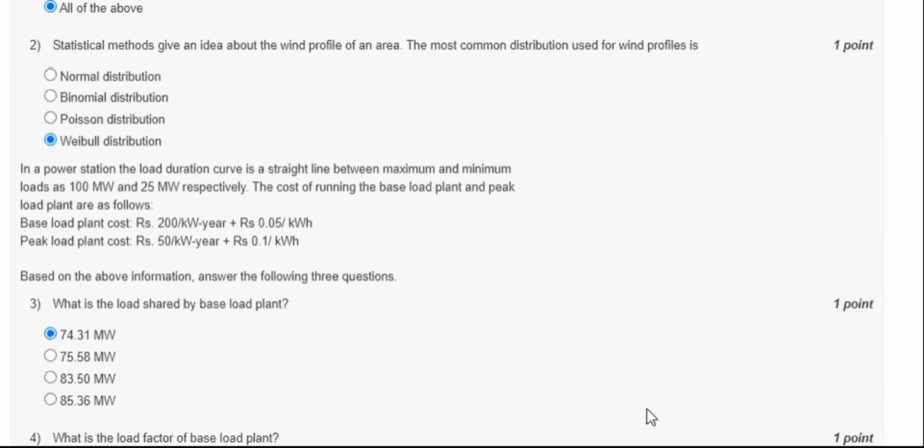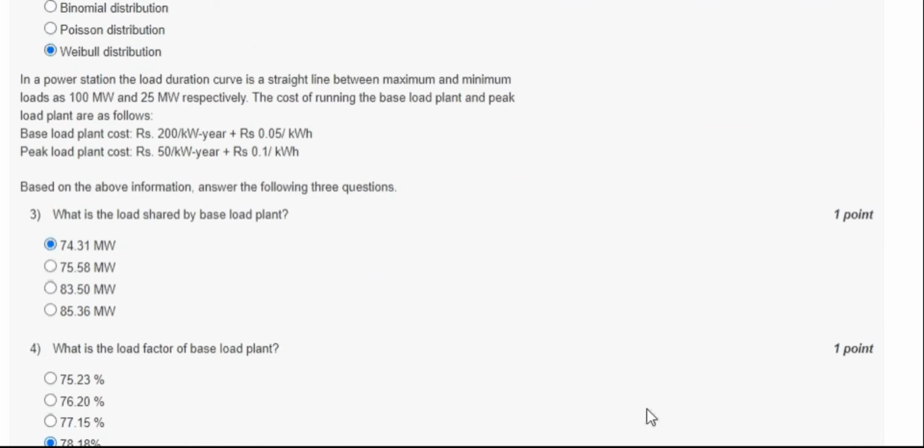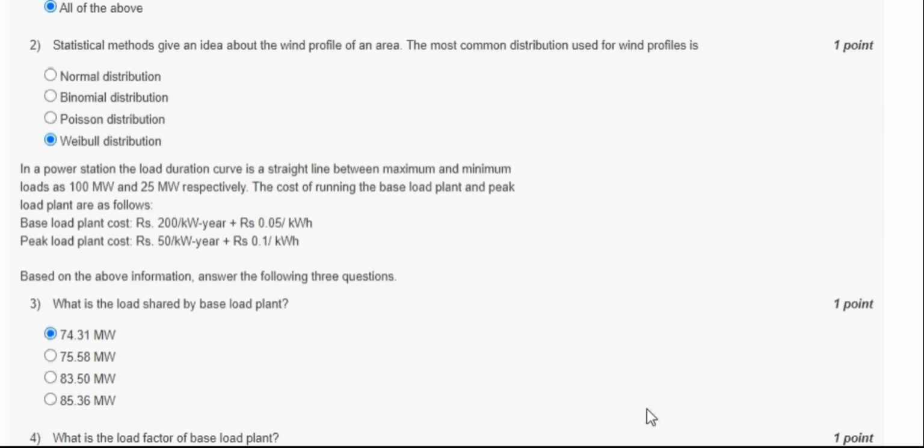Next question is a numerical question. So it is connected with 3, 4 and 5. So this answer is based on my solution. So let's discuss. In a power station, the load duration curve is a straight line between maximum and minimum loads. The maximum and minimum loads are given as 100 megawatt and 25 megawatt.